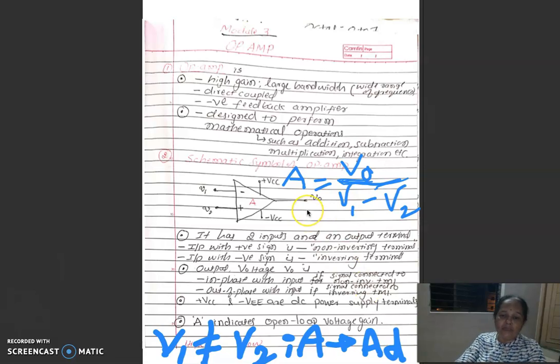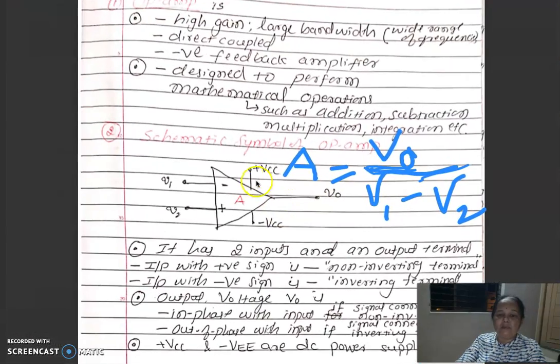Next, coming to its schematic symbol. The symbol goes in this way. The symbol of op-amp is a triangle, and to this side you are going to connect the inputs. The op-amp has got two inputs and one output.